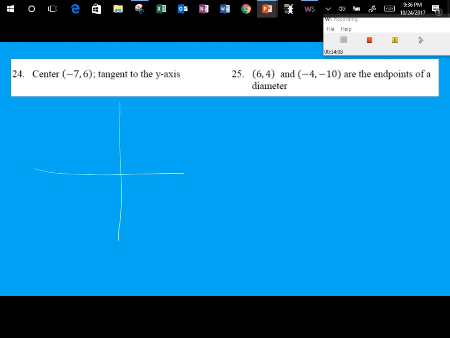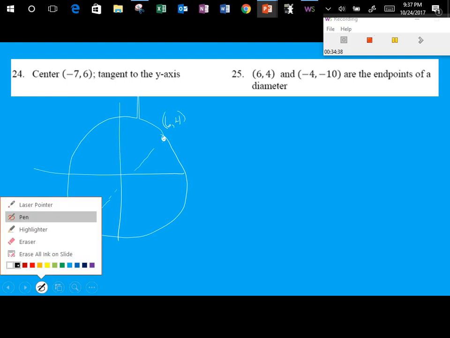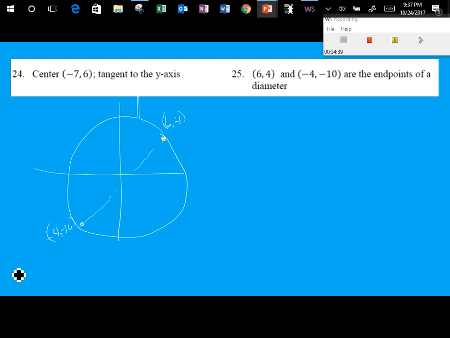Well, if you look at the numbers, I'm over 6, up 4. There's the ordered pair 6, 4. Here's the ordered pair negative 4, negative 10. Guys, this here is a diameter. The circle you're trying to find would look something like that. Now, notice on your note card, we have not used the midpoint formula. Here it goes.